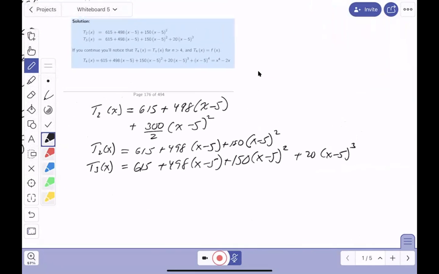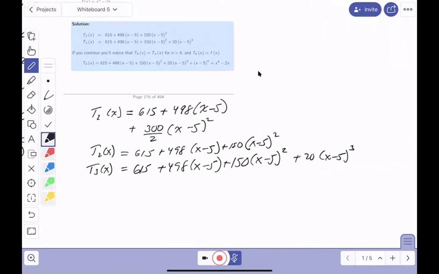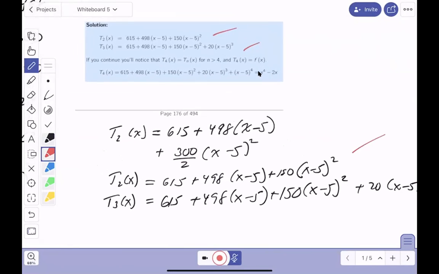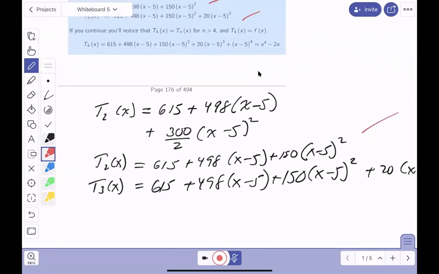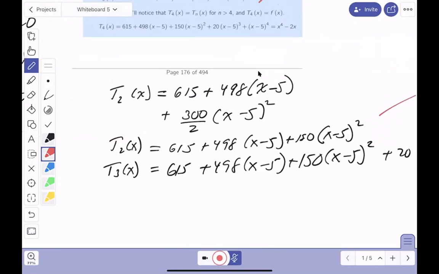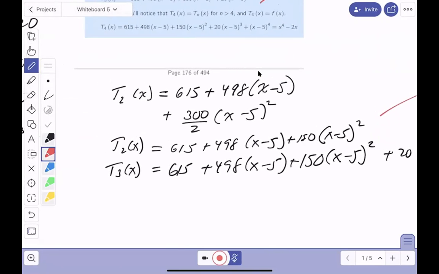Again, mistakes happen, and it's why we want to give you a key. And if I do that, I'll look at the key and see if I got it right. 615, 498, x minus 5, 150. I got this one. Did I get the next one right? Let's see. Yep, I got that one right too. Now, certainly they say something kind of convenient over here. They say if you can continue and get T4. Well, let me write that down for you. T4 should be easy to write down.